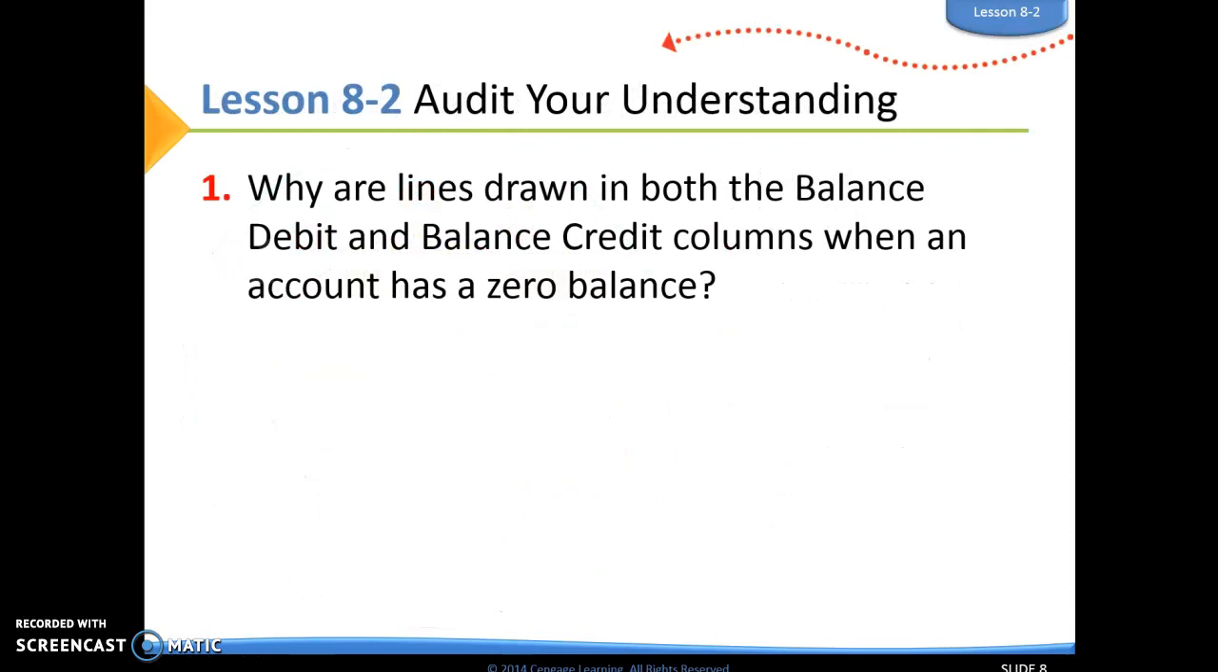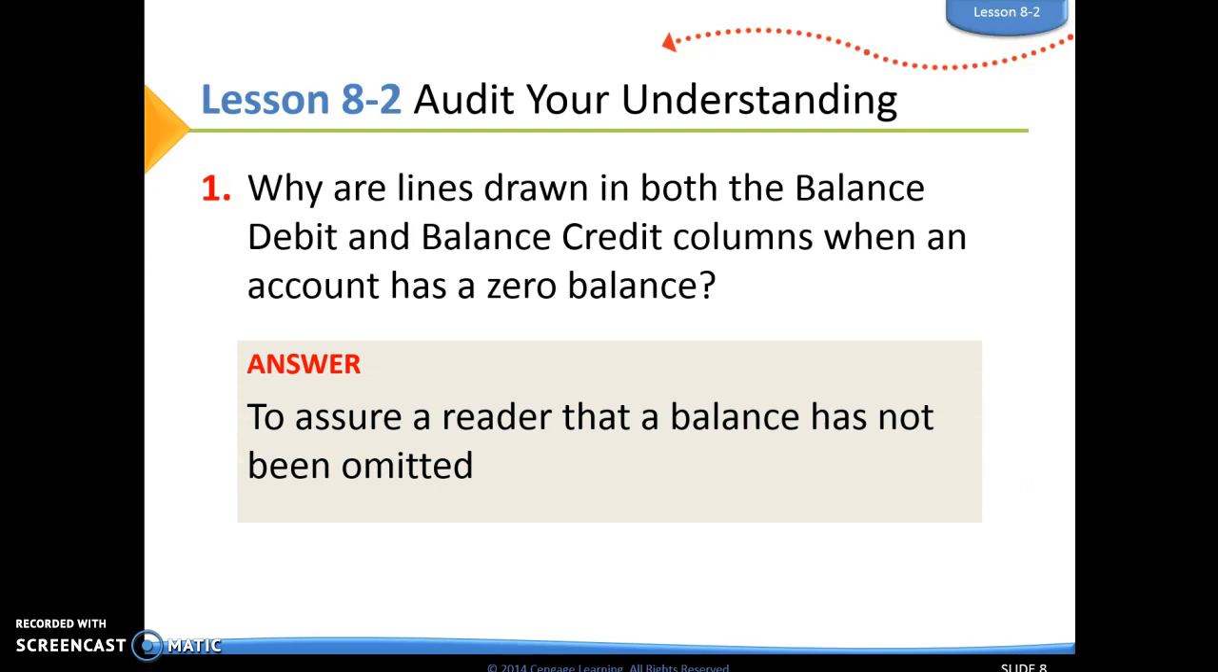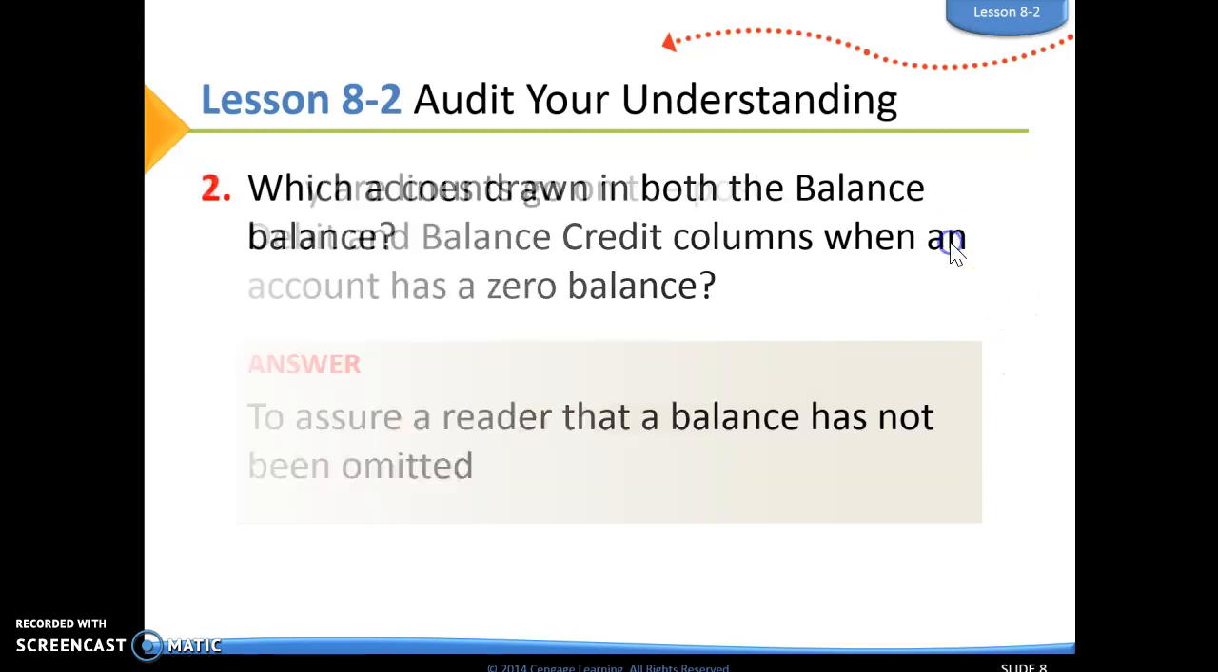Number 1, why are lines drawn in both the balance debit and balance credit columns when an account has a 0 balance? This assures that the balance has not been forgotten. It's just showing that we have a complete 0 balance. So, like I said, paper-pencil wise, we would draw a line through those balances. However, on the computer, we're just going to make sure that we put a 0 on the debit balance and a 0 on the credit balance side.